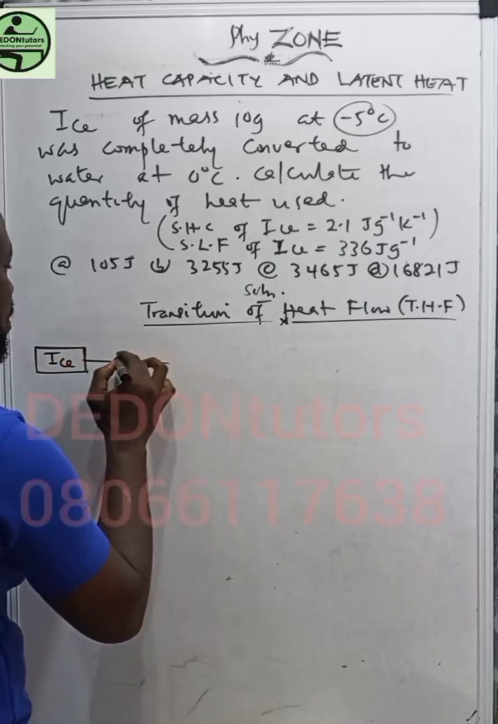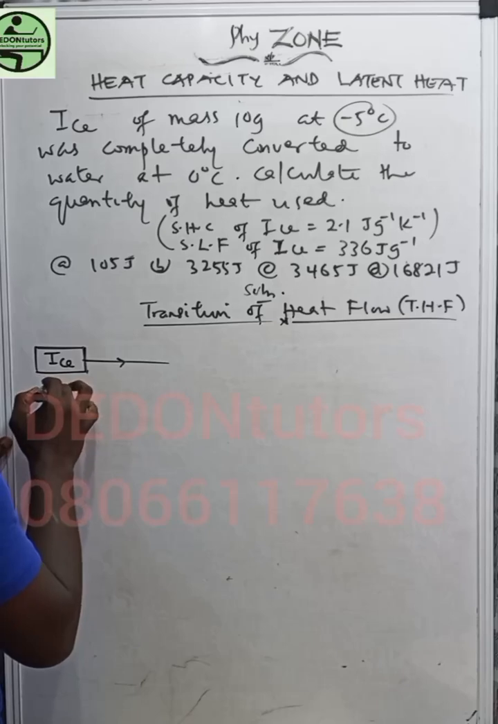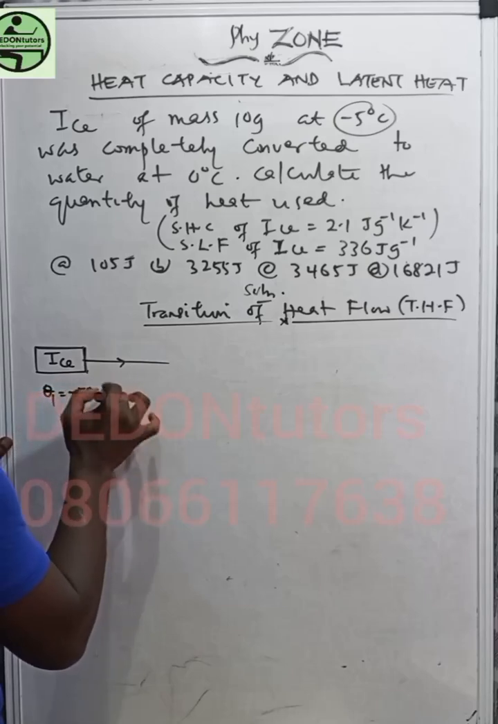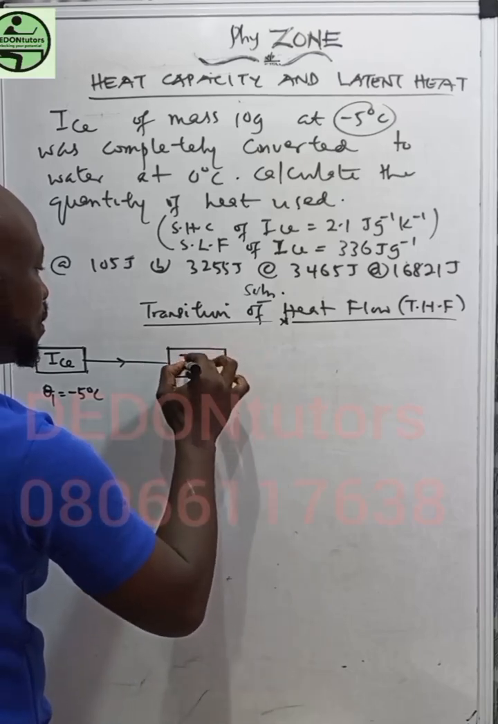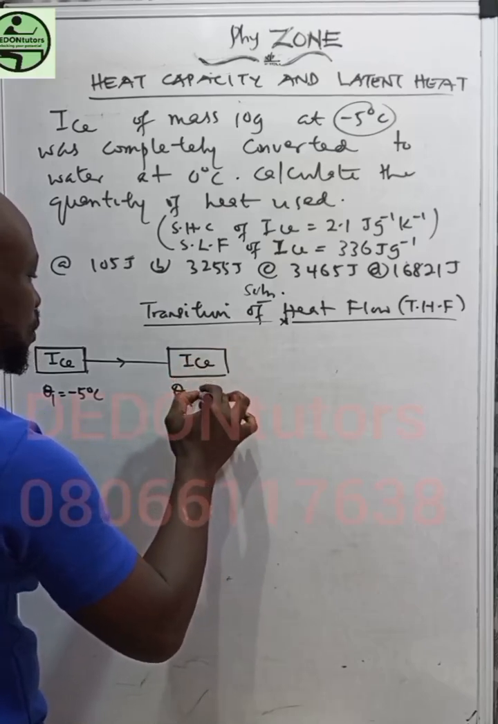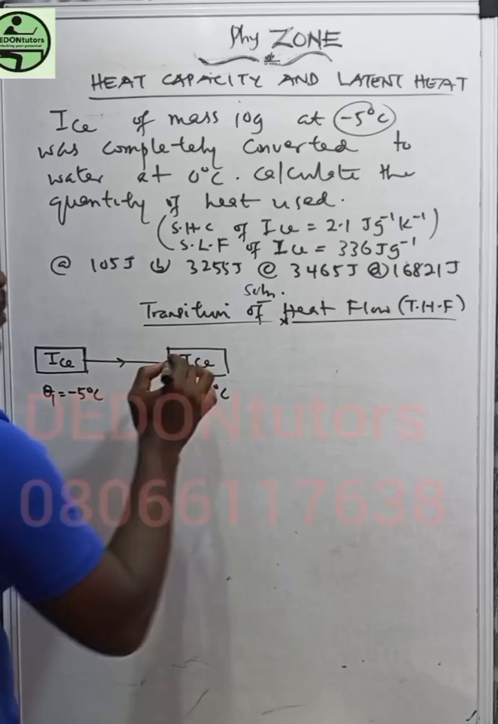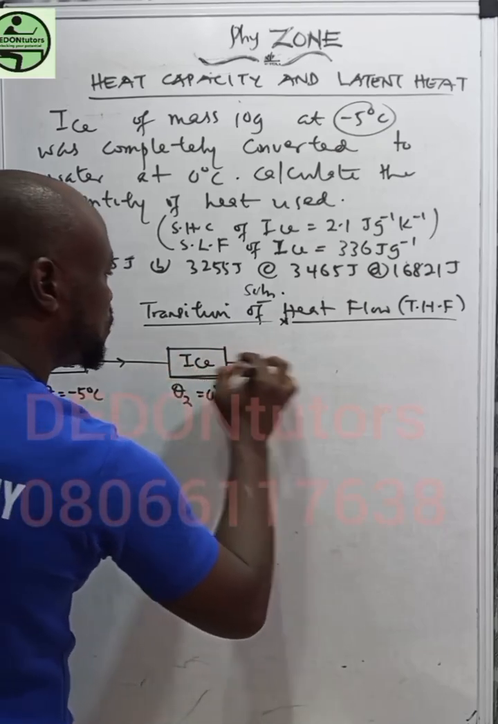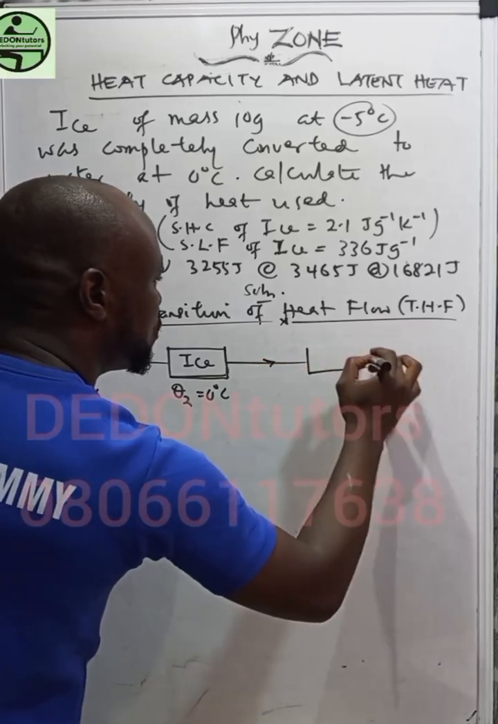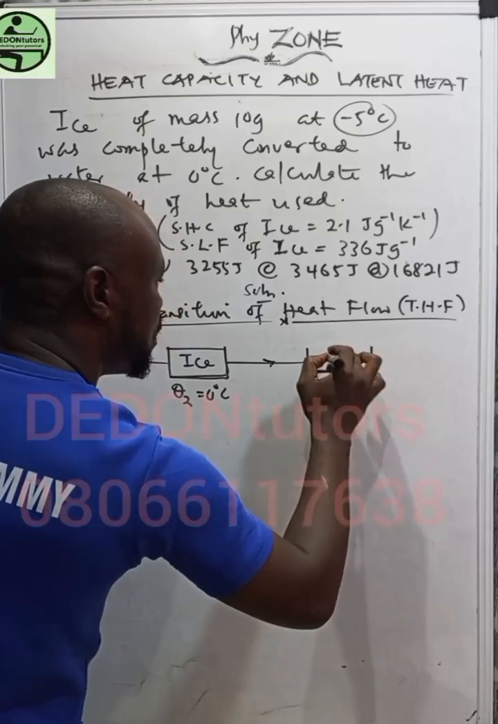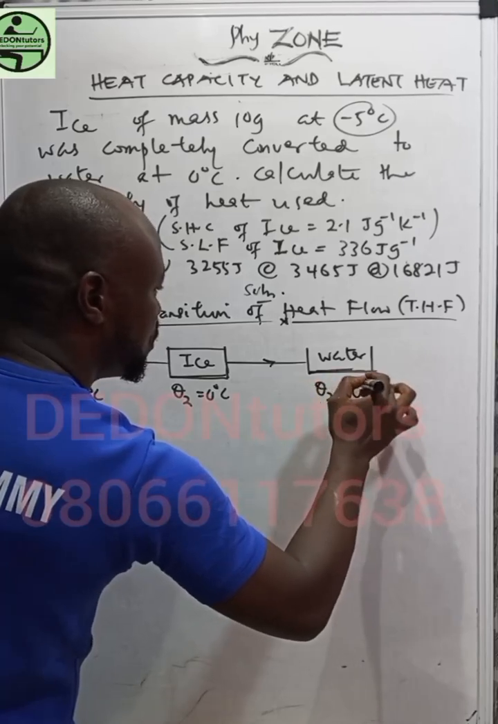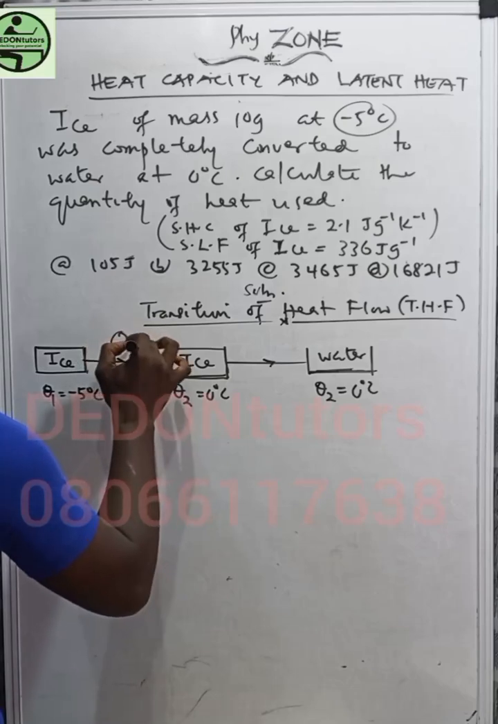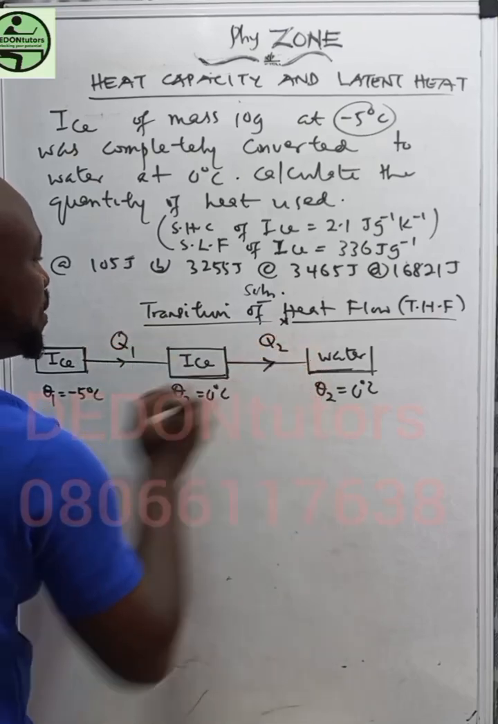The temperature of the ice here is theta 1, which is minus 5 degrees Celsius. That turns to ice at theta 2, which is at 0 degrees. So that melted ice now turns to water at the same temperature, theta 2, which is 0 degrees. So the heat supply is from theta 1 to theta 2.